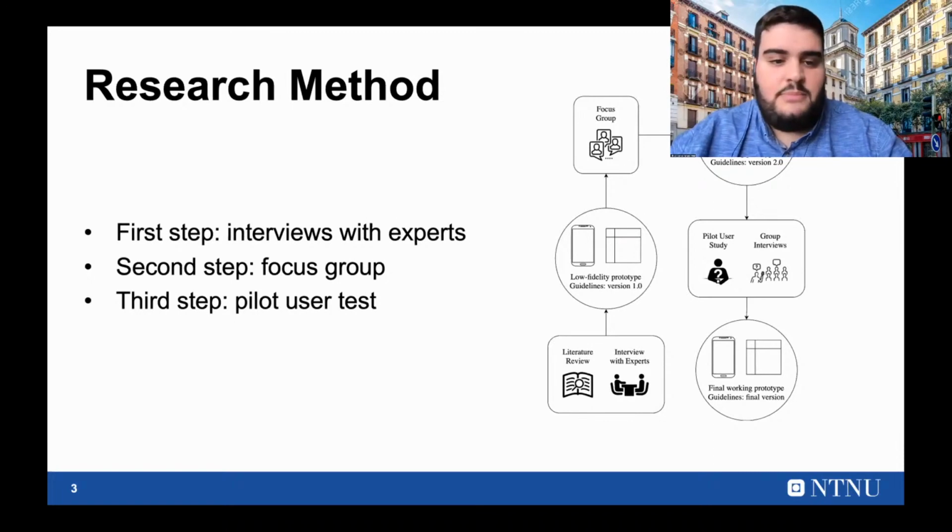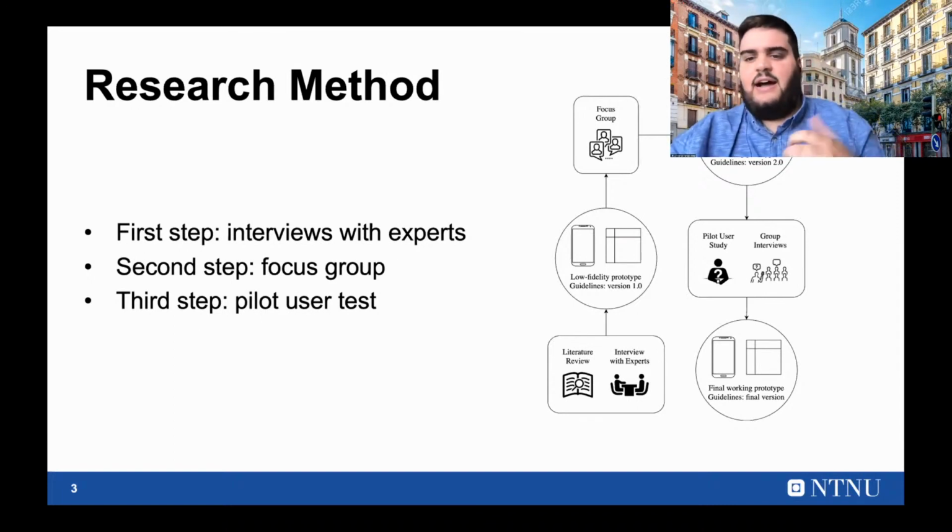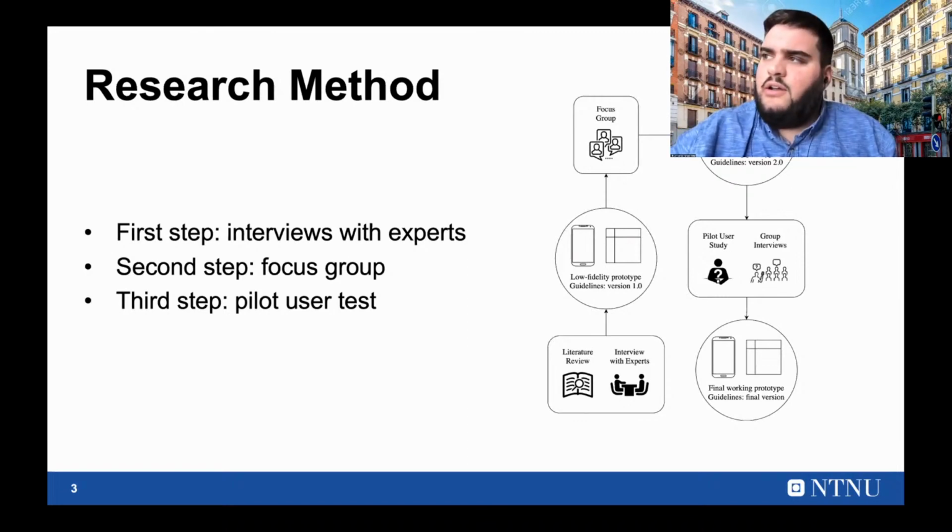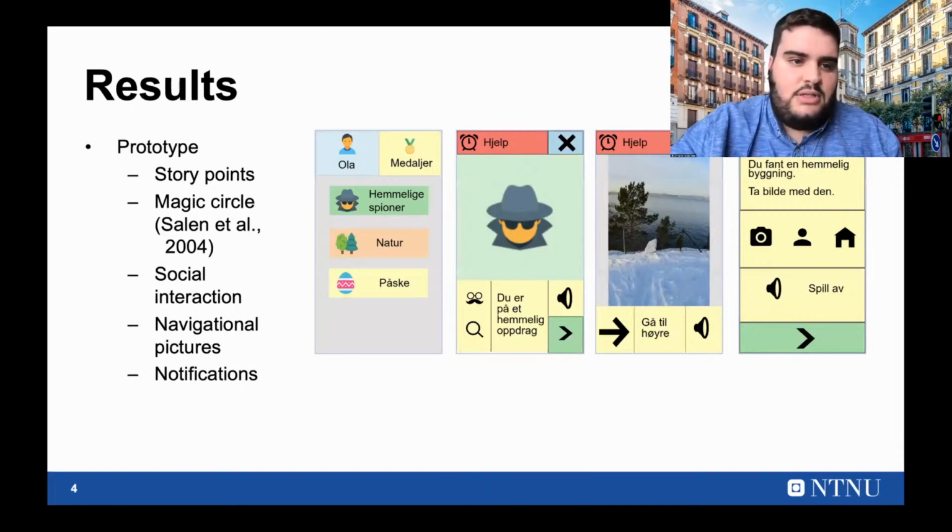So with this working prototype, we made a pilot user study in which we used this prototype to take people with intellectual disabilities to do hiking related activities outdoors with their caregivers and other stakeholders. And after the user study, we made some group interviews to gather their impressions on our prototype and see what we can refine and improve for further testing. So after this, we got the final working prototype of our application, which is our main result. I can show you a sneak peek of these results.